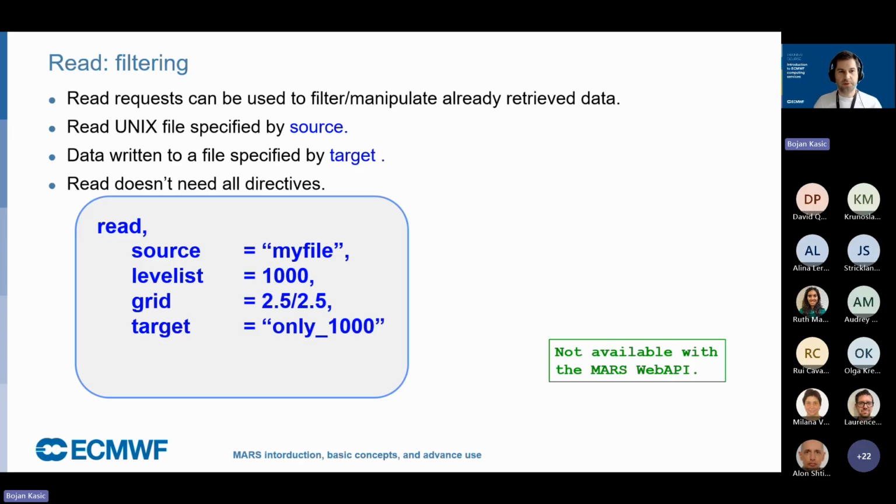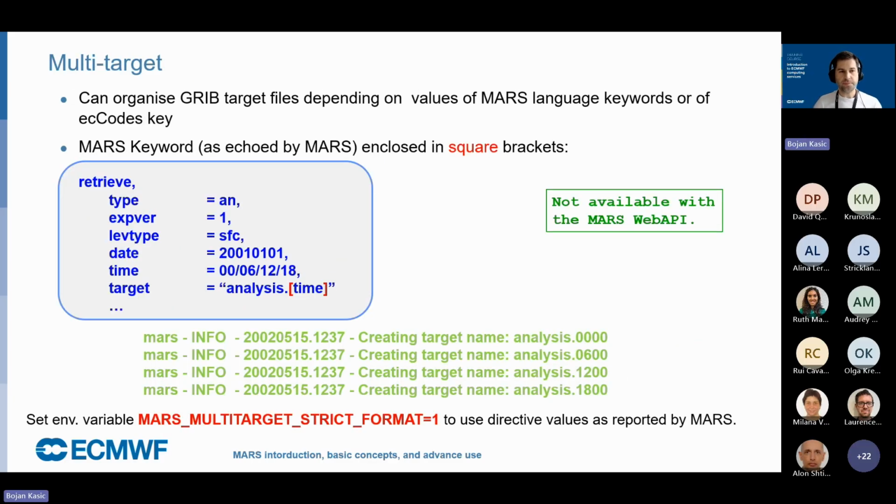So this is quite useful if you retrieve a larger file from Mars and you forget to split it. So you can use basically EC codes if you have it installed to do grib copy and to split this target file, but you can also equally do this using Mars language. So in this example, we can have a file with 20 pressure levels, and then you want to use only one and to store it in another file. So that is one of the features Mars has.